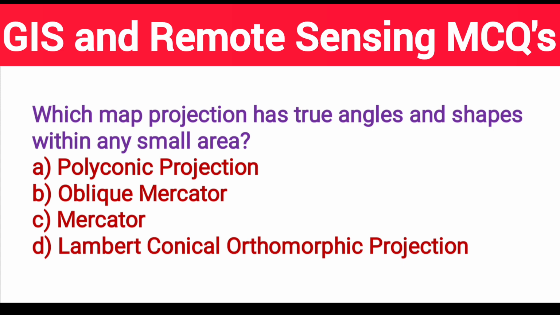Next question, which map projection has the true angle and shapes within any small area? Option A, polyconic projection. Option B, oblique Mercator. Option C, Mercator. Option D, Lambert conical orthomorphic projection. So the correct answer is option C, Mercator.